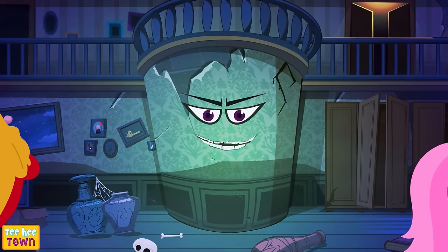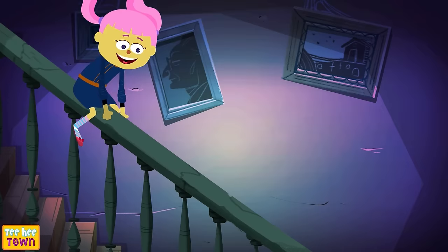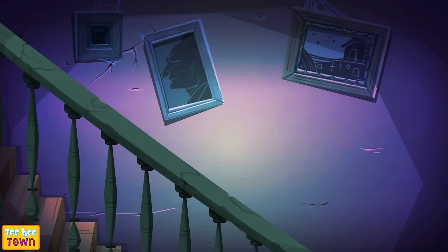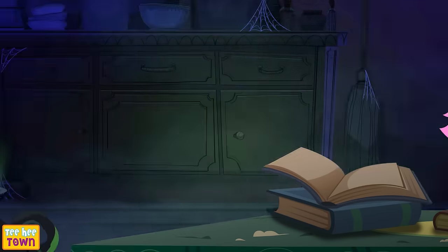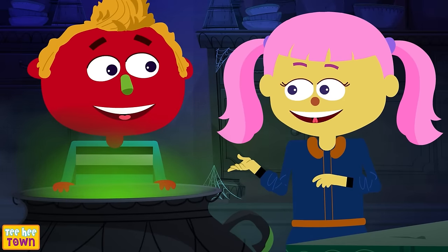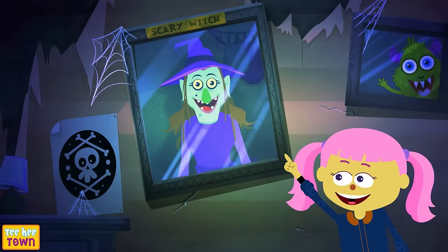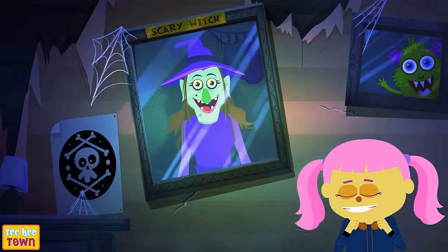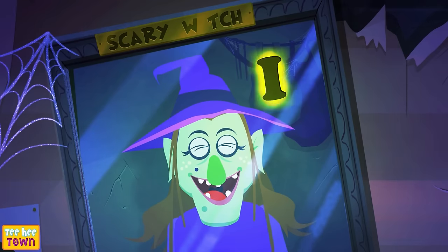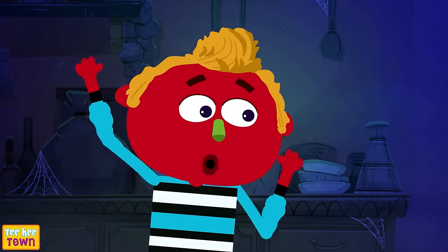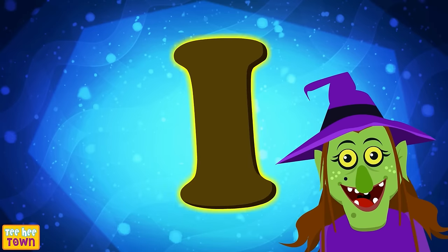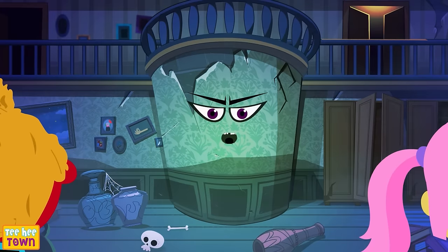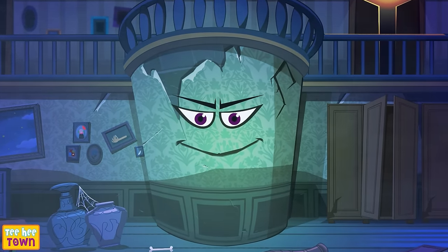Now find a witch for the letter I. Crazy witch, funny witch, where are you? In this one? No, Len, that's a book. Oh, in this one? No, Len, that's a cauldron. Here, a picture of the witch. We found it on the wall. Yay, we found it. Here I am. How do you do? Now a zombie for the letter O.